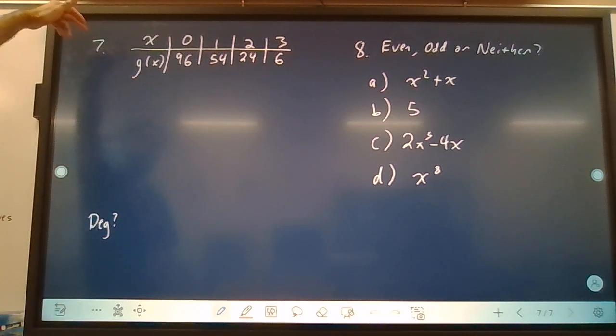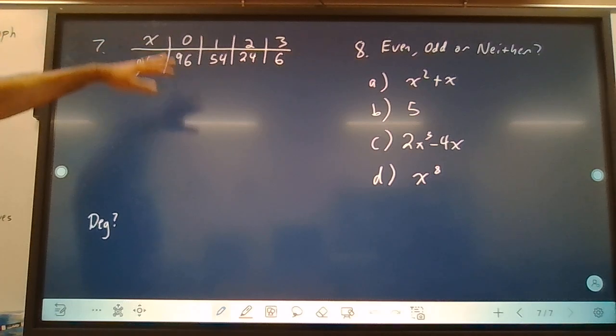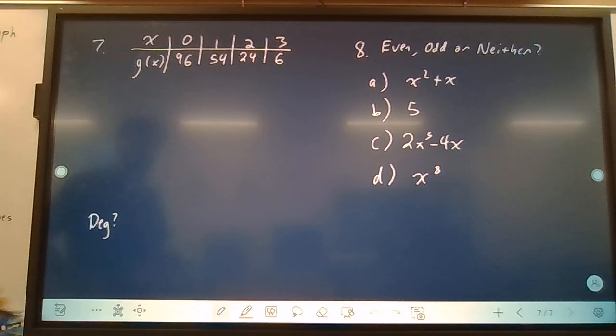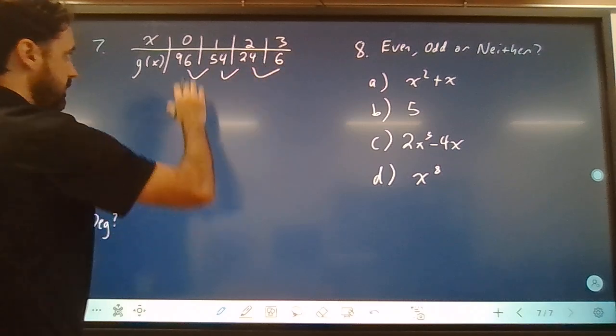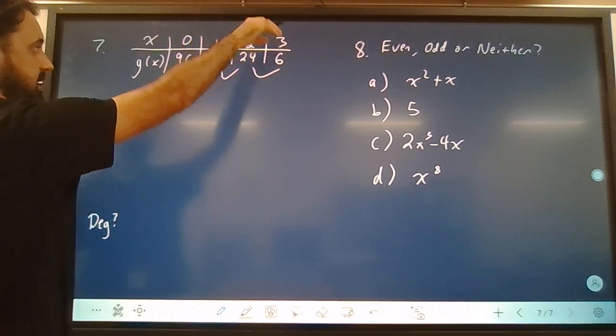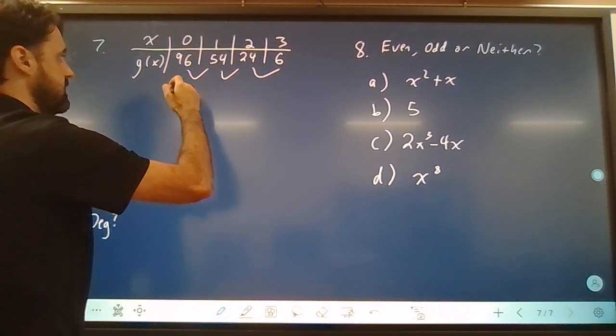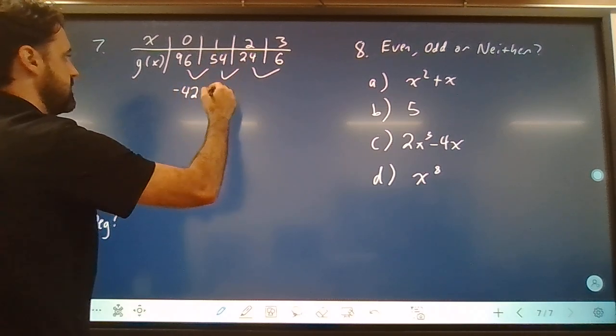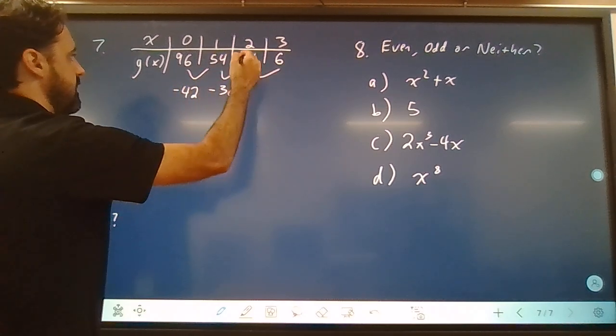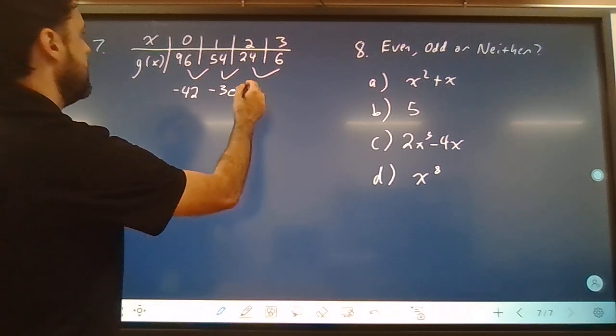But let's see, so number 7, we're given a table and asked for the degree. And so we start doing what's known as successive differences. Okay, we can ignore the x's because they're all equally spaced. To get from 96 to 54, we have to subtract 42. And then we have to subtract 30. And then we have to subtract, let's see, what would that be? 18.